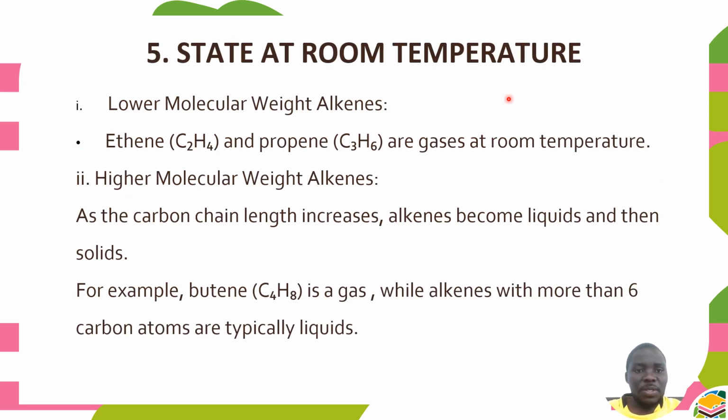State at room temperature: lower molecular weight alkenes, starting from the alkene with 2 carbons up to the one with 3 carbons, that is ethene and propene, are gaseous at room temperature. Higher molecular weight alkenes are usually found in a liquid state at room temperature.